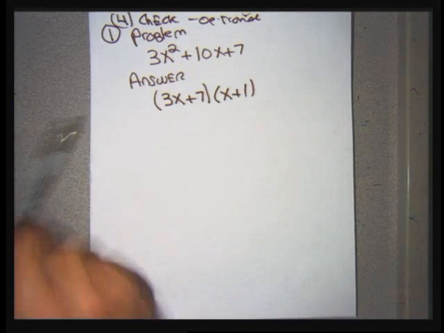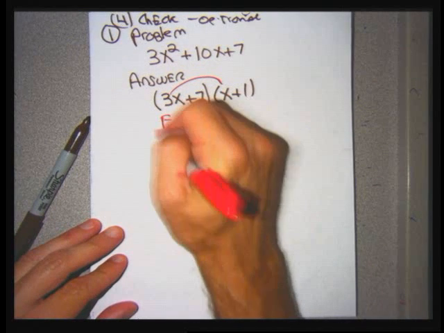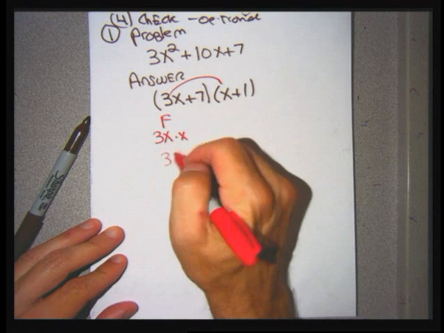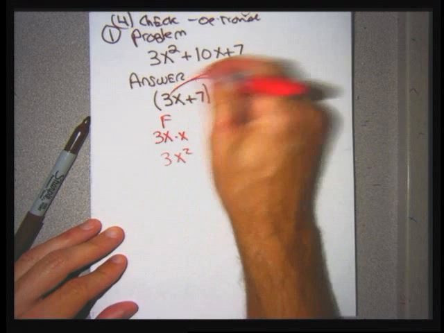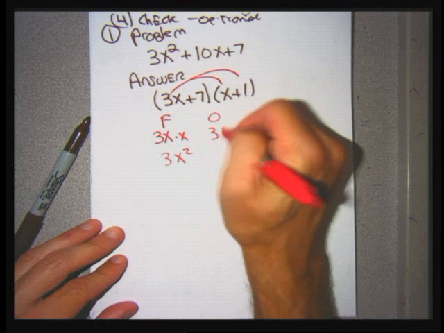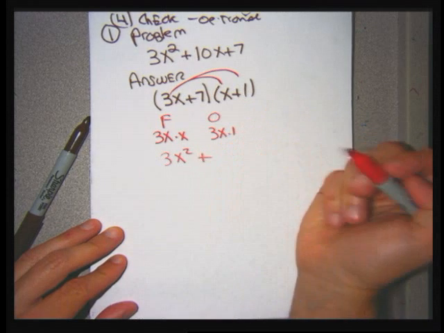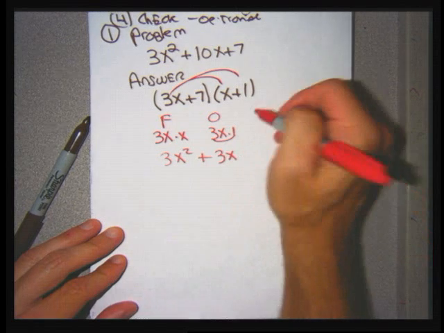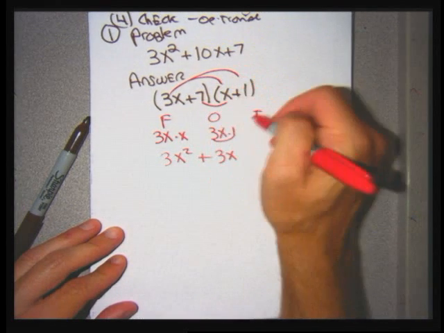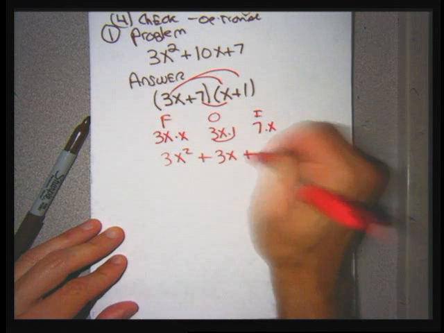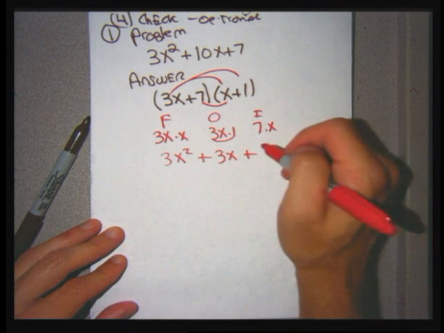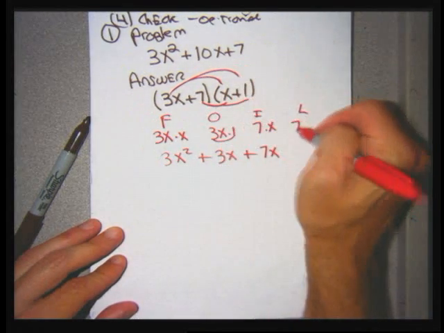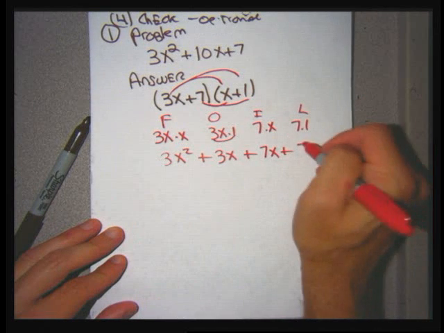So I'm going to check by FOILing. I'm going to do my firsts. My firsts are a 3x times an x. The 3 just stays when I do the first. When I multiply the two x's, I get an x squared. Now I'm going to do the outers. The outers are 3x times a 1. Multiply two positives, I get a positive. I'm going to multiply the 3 and the 1 and get 3, and just leave the x alone. Now I'm going to do the inners. The inners are multiplying a 7 and an x. They're both positive, so I get a positive. I really can't multiply those, so I'll just leave them written next to each other as a 7x. And my lasts are 7 and a 1. They're both positive, so I get a plus sign. 7 times 1 is 7.